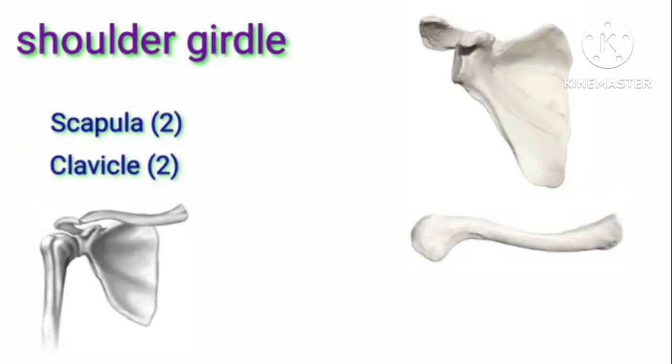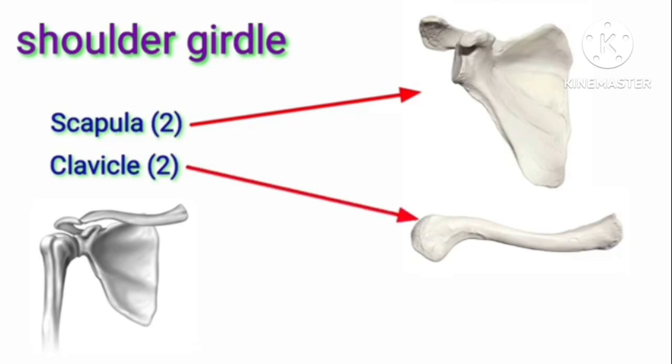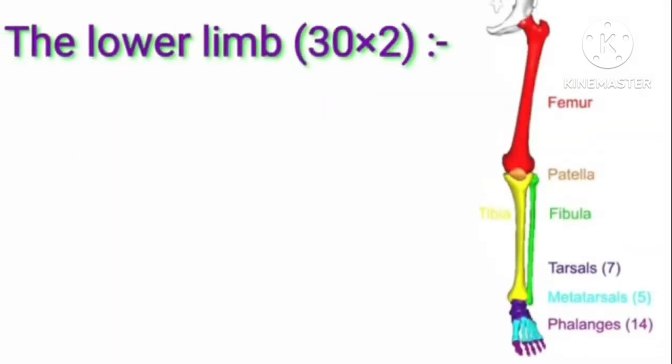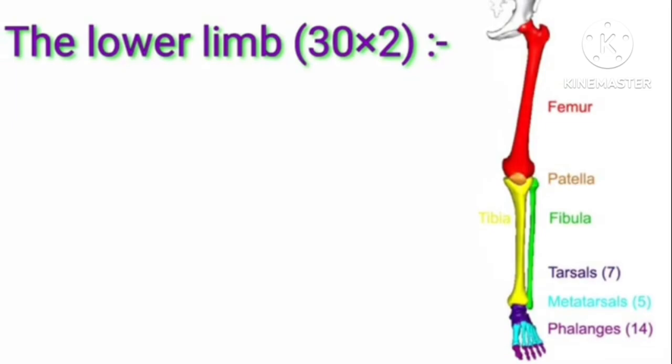Shoulder girdle includes scapula 2 and clavicle 2 bones. On one side it is one, and on the other side another bone. These are the bones in the shoulder girdle. The lower limb has 30 bones on one side and 30 on the other side. You can see femur, patella, tibia, fibula, tarsals, metatarsals, and phalanges.